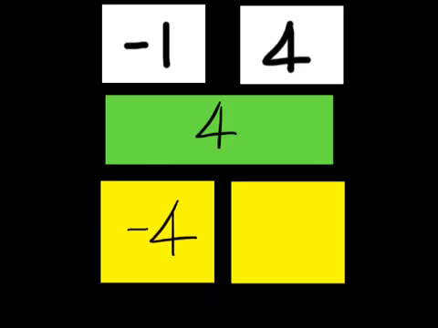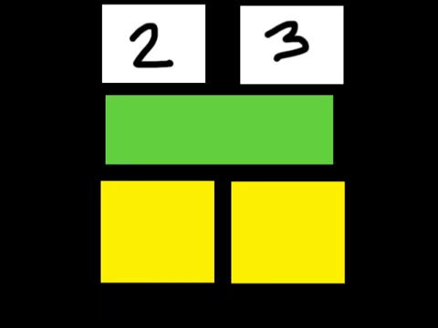-4, right. And what would I multiply 4 by to get a +4? 1. That's it. 2 and 3. What's the lowest number that both 2 and 3 will go into? 1. 3 will not go into 2. It's 2 and 3. Think of the least common denominator of 2 and 3.